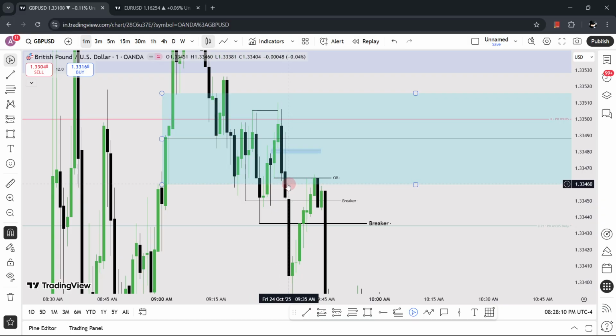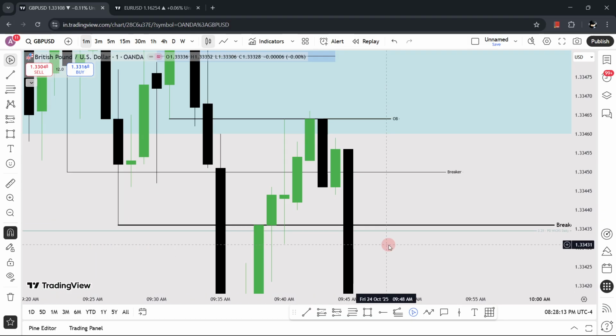And this is a small fair value gap up there. I think you can see this one came there perfectly aligned with that order block.